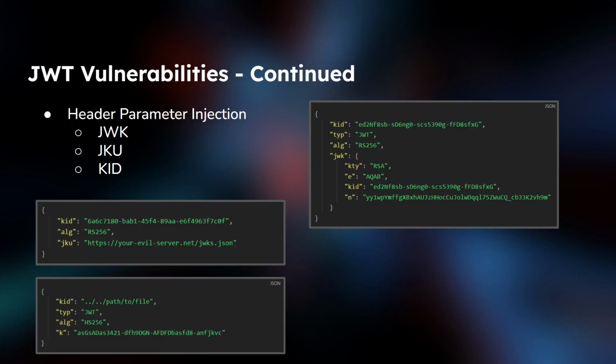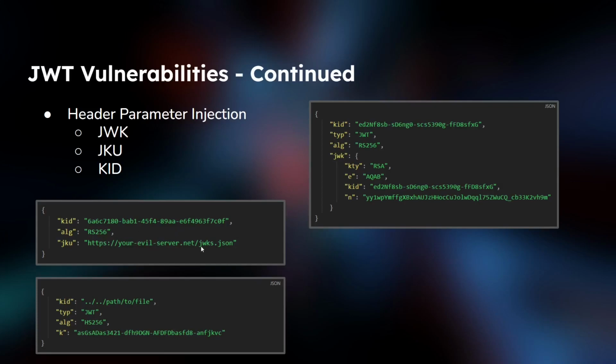JWKs allow you to embed a JSON object that represents a key. So you might just use that header like this to insert your own key. And then if the server defaults to using your JWK instead, if it doesn't whitelist its keys, it might just use this when it looks for the KID and say, oh, okay, that looks good. And then because these things correspond to your matching key that you signed the token with, it would all check out just fine. The JKU is kind of similar.